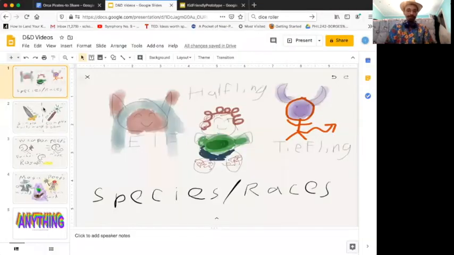Now, let's get over to the slideshow so that I can show you all the amazingness that is how we start our characters, which is most people start out with their species or race. Here we have three examples. We have the elf, we have the halfling, and we have the tiefling. These are just three of the many races.